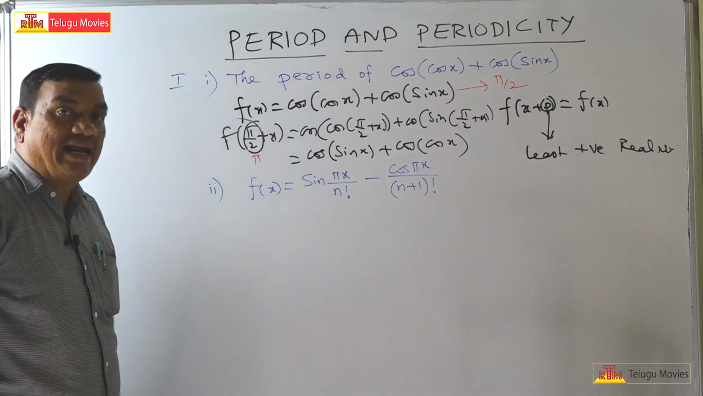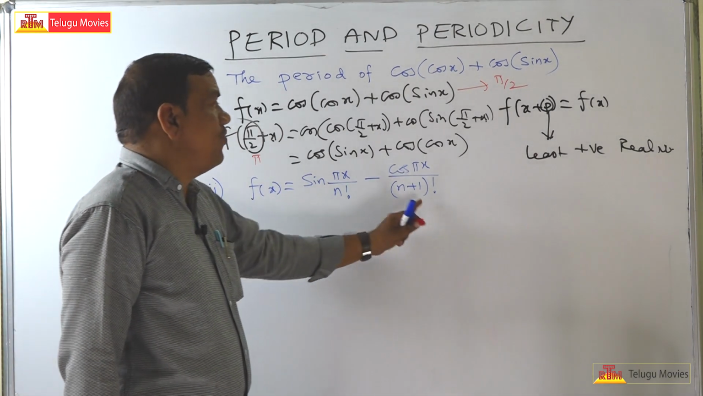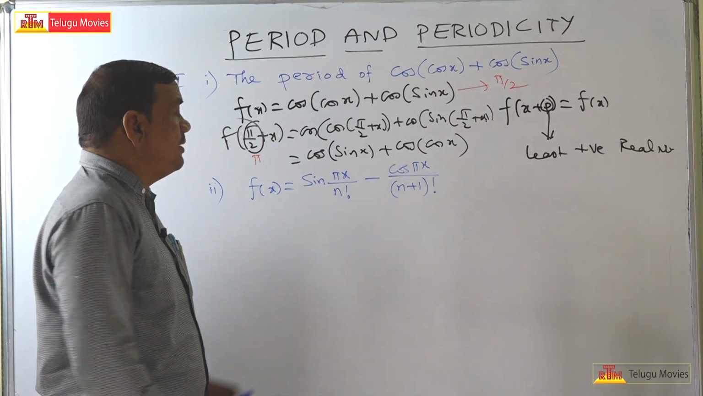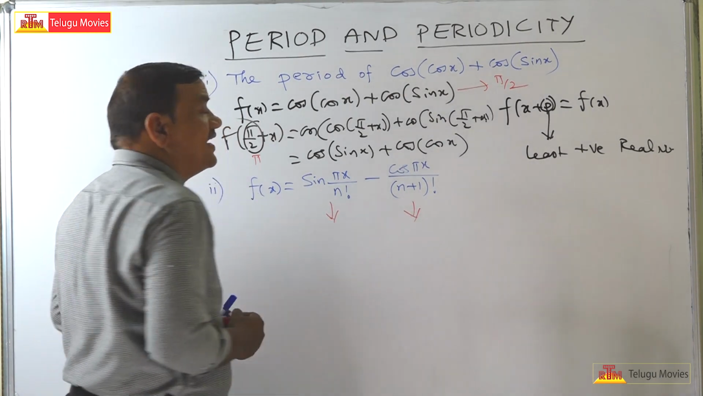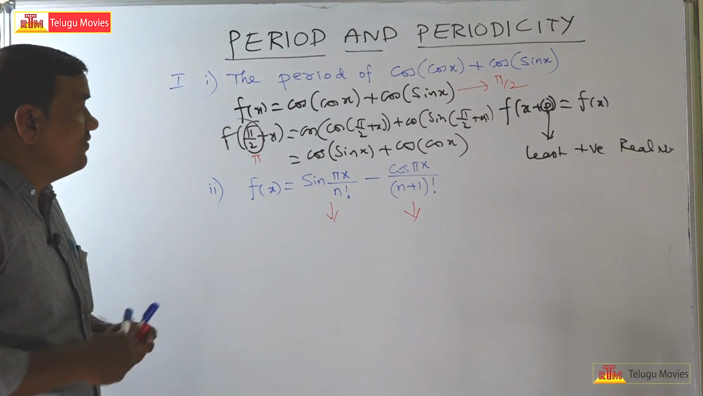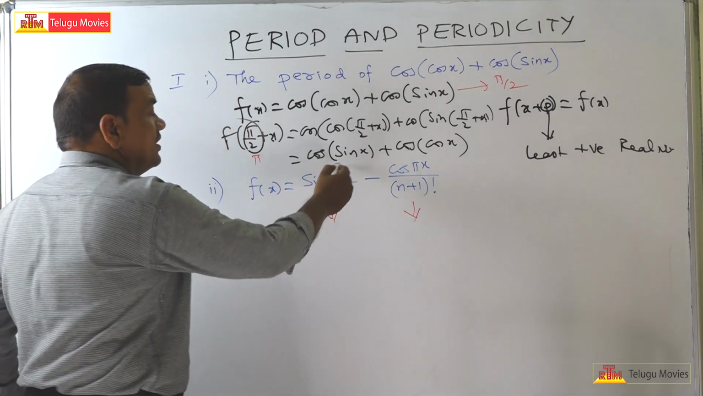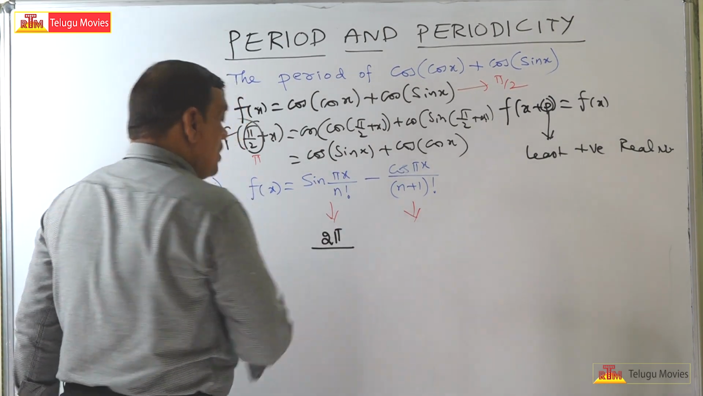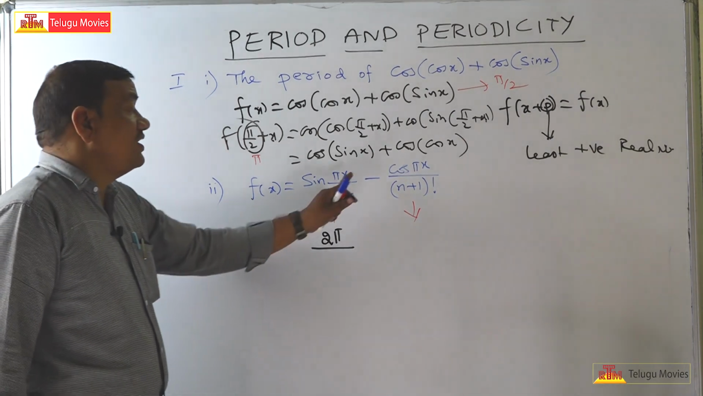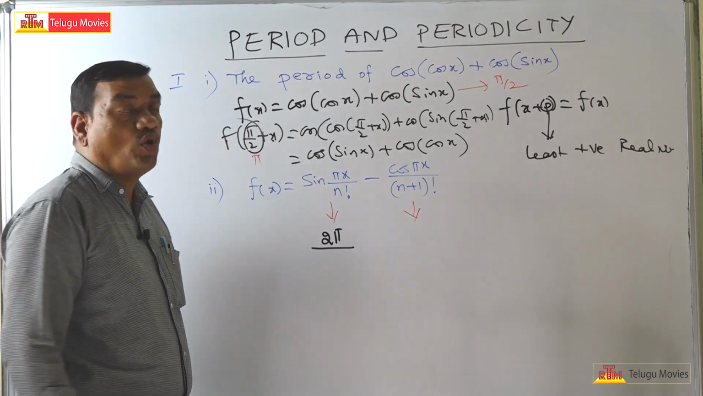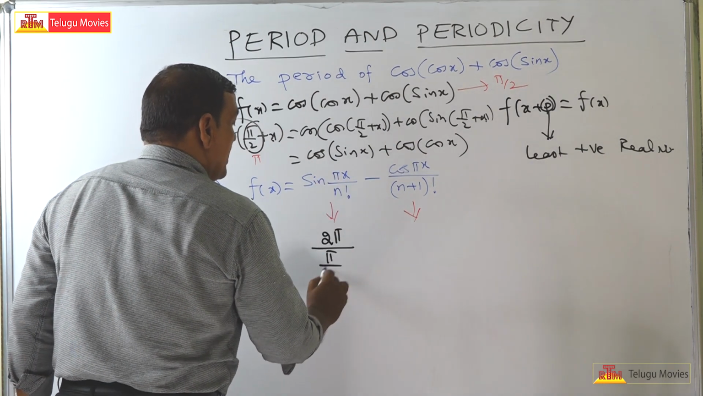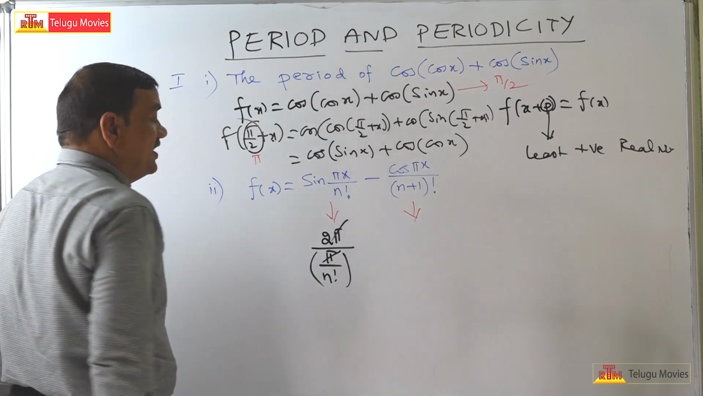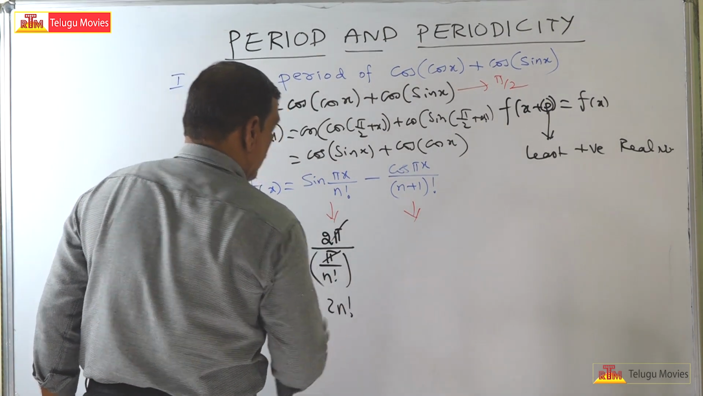Now coming to the second one. Whenever this type of function is given, with two functions, what you have to do is find the period of each function separately and take their LCM. First, the sine function: the period is 2 pi upon the coefficient of x. The coefficient of x is pi upon n factorial. That means pi will get cancelled, and we get 2 times n factorial.